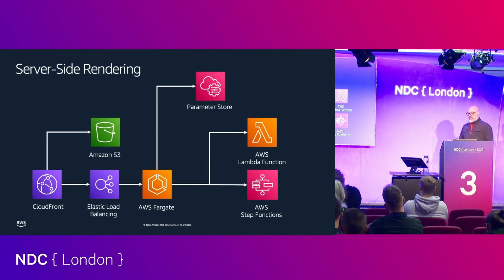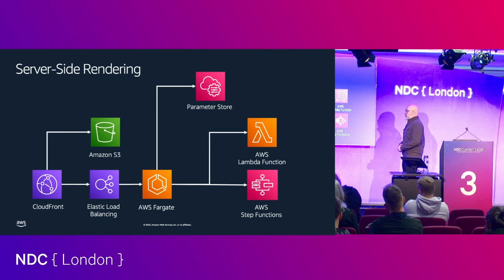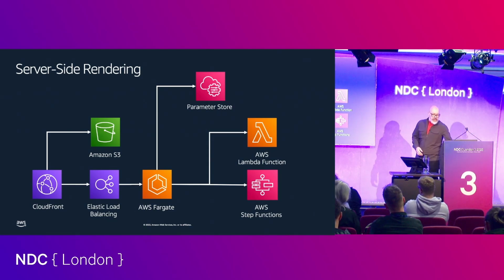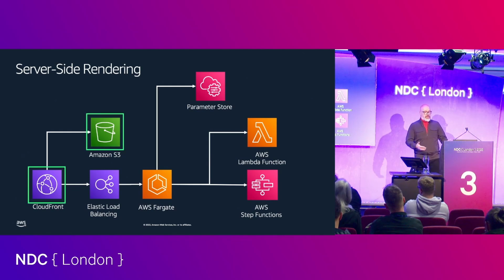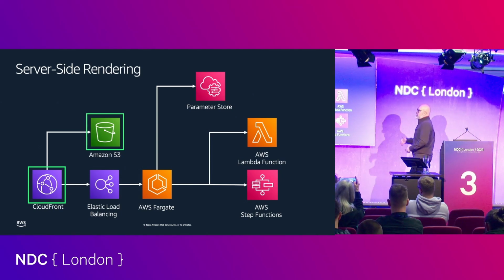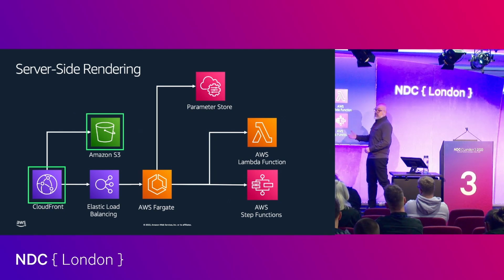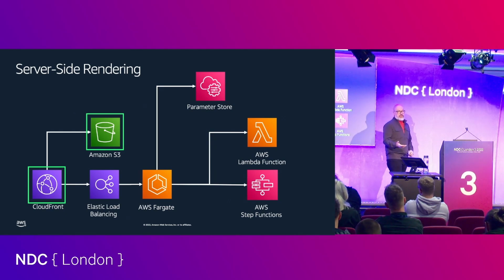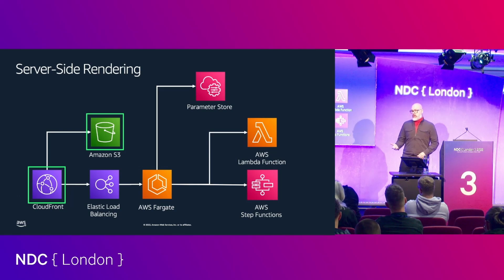So when we talk about server-side rendering in AWS, it's slightly more complex, as you can see here. So here we start having, for the first thing, a CloudFront distribution, more or less like the other one, and an Amazon S3 bucket, where we are going to store our data. In the S3 bucket, what we are going to have there are static files.